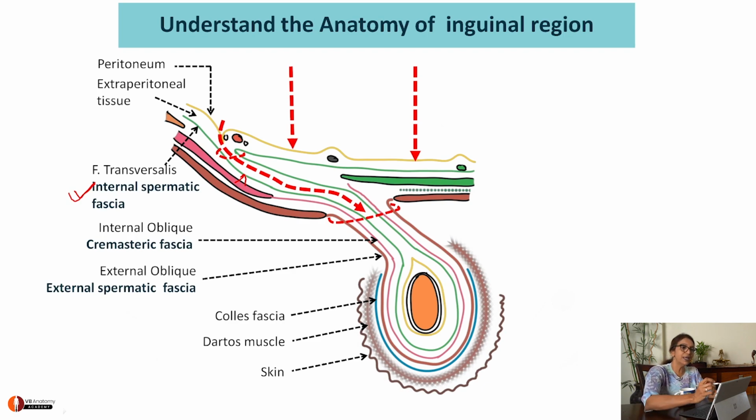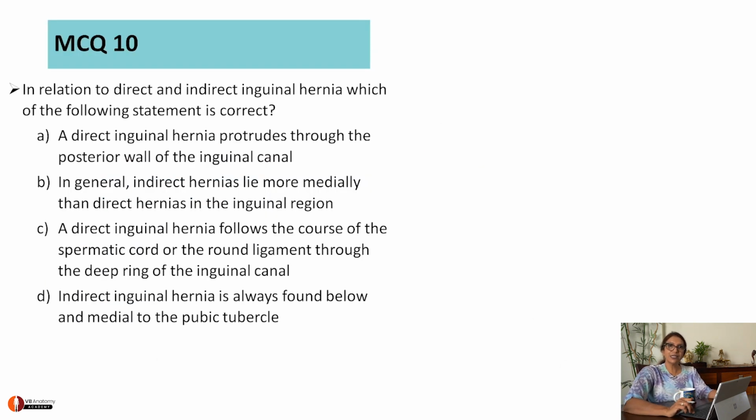However, it can have a covering of fascia transversalis, conjoined tendon, reflected head of inguinal ligament, and so on. Fine. So let's solve some MCQs. In relation to direct and indirect inguinal hernia, which of the following statements is correct? So we are looking for one correct option.